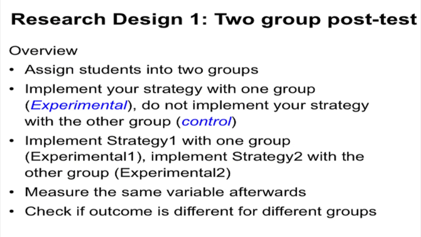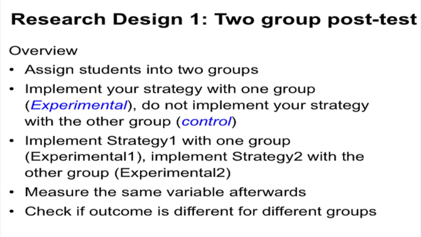This is the two-group post-test only design. And the overview of this design is that we first make two groups and assign students into one of these two groups. So you have two groups with some number of students in each group. We then implement our strategy, which we call a treatment, to one of the groups, and do not implement the strategy with the other group.